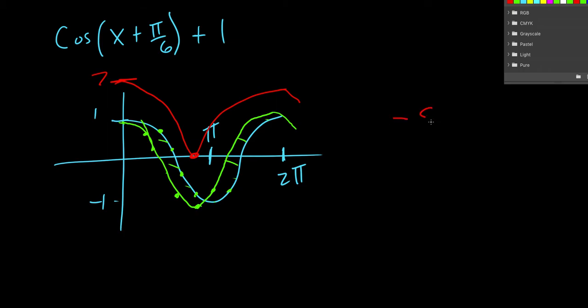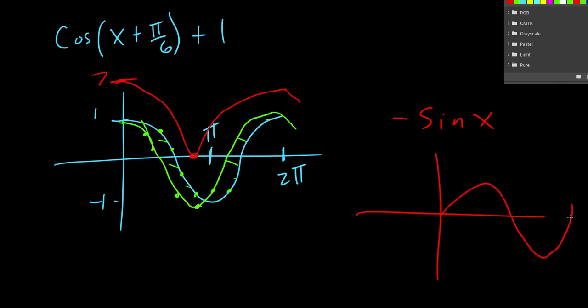We have negative sine x. So I'm going to start with just my regular sine. And then the negative out in front is just going to take all of the y values and make them negative, or if they're already negative, make them positive. So for example, this point is going to shift down here, and this point is going to shift up here. So it's going to be just like the opposite.